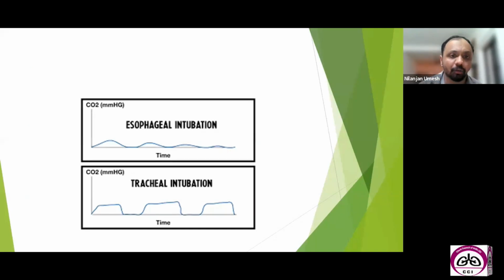So this is the difference in the EtCO2 tracings. The first one shows how the carbon dioxide levels gradually return to zero in an esophageal intubation, and in a tracheal intubation, how we get the characteristic curve that has been discussed in the beginning slides.